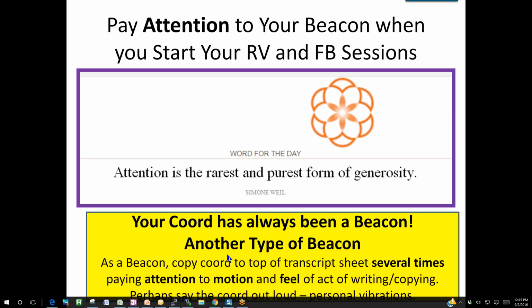Another type of beacon is to just copy the coordinate at the top of the transcript, but do it several times, paying attention, not to the number. You're not trying to memorize the number. You're paying attention to the motion. You're paying attention to how your pencil or pen feels on the paper, how it moves. It moves very differently when you make an 8 versus a 1 versus a 4.